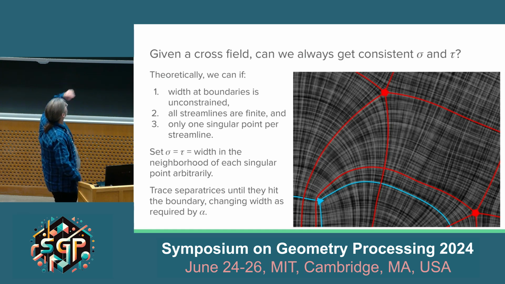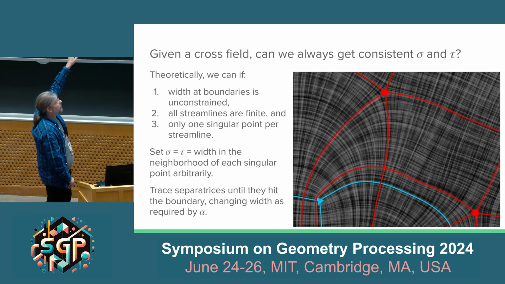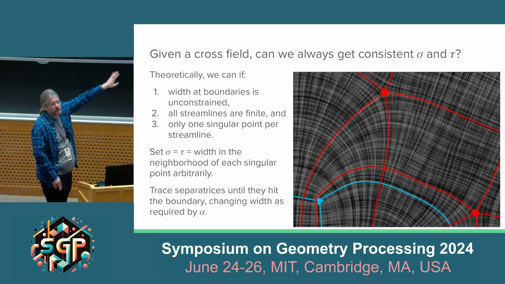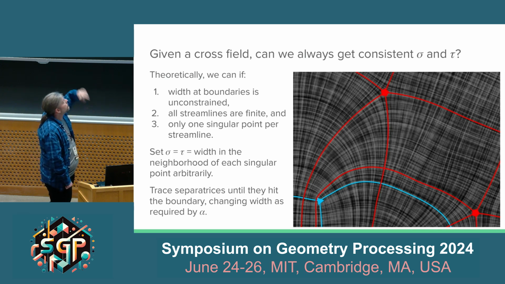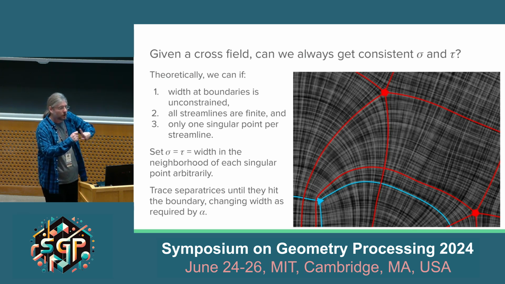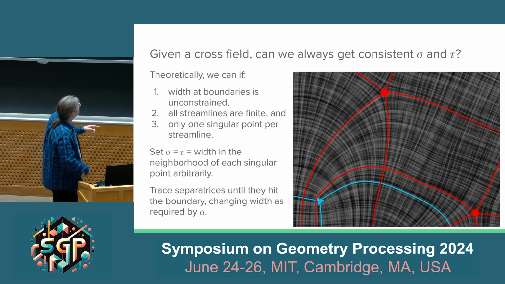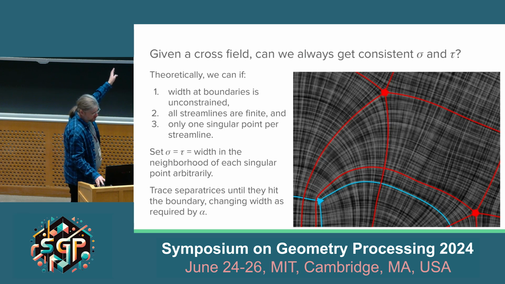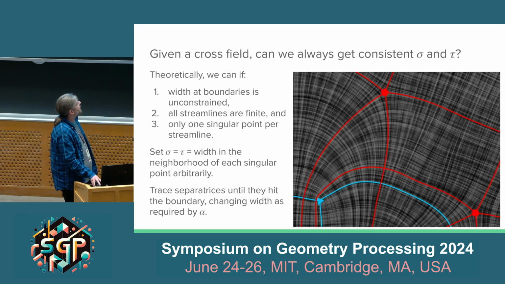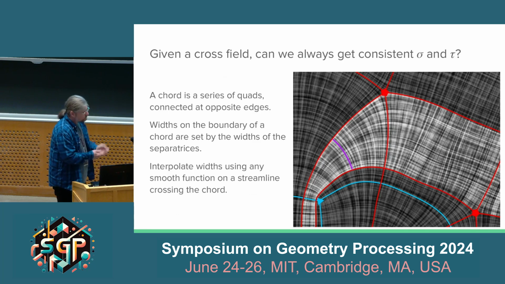We start by specifying sigma equals tau equals some arbitrary value at each singularity. And then using the earlier directional derivatives, we can integrate that all along each separatrix, all the way to the boundary. So the values are changing proportional to grad alpha along the way.